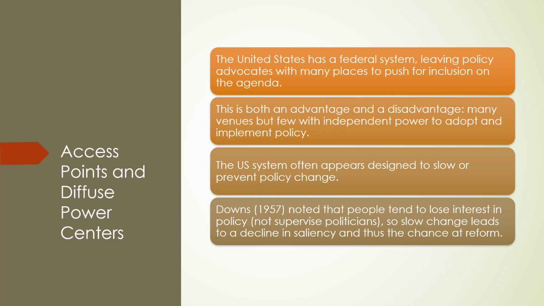This does mean you have to win in all of the different places, and so sometimes it is designed to slow or prevent policy change. Actually, though, this really runs counter to one of the things that we see as a characteristic of how people operate within the policy system. Anthony Downs, who is probably one of the greatest political scientists of all time, noted that people tend to lose interest in a policy. They tend to not look over the shoulder of politicians. So slow change leads to a decline in saliency, and thus when the saliency falls, the chance for reform falls as well.